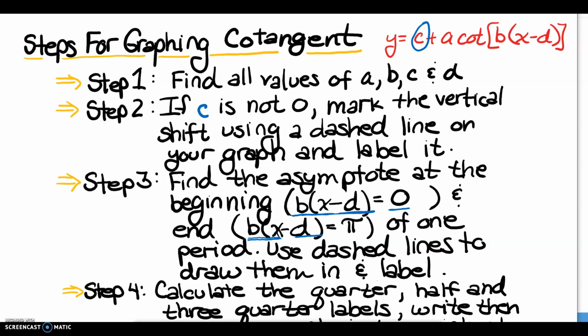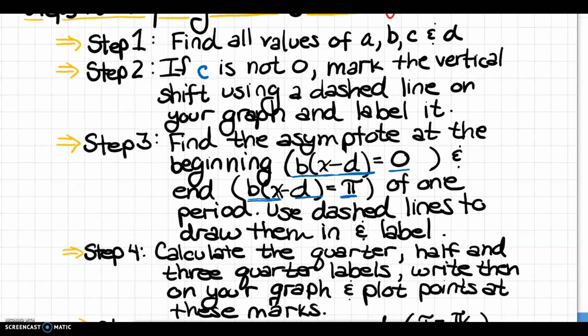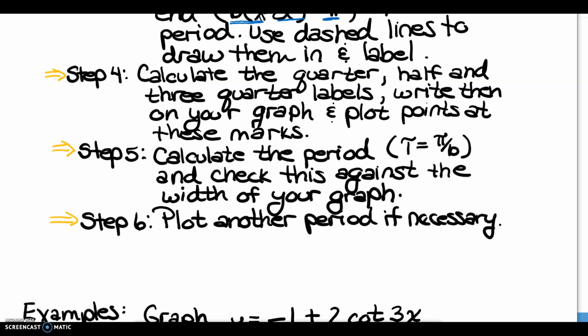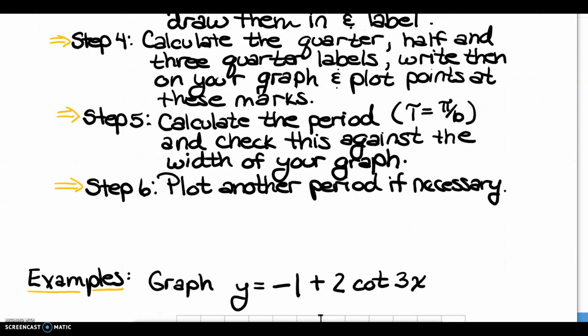We're setting that equal to pi this time. So that'll find the beginning and the end of one cotangent period, and those represent our first asymptote and the end of our period asymptote. Then you need to calculate the quarter, the half, and the 3/4 labels, write them on your graph, and plot points at these marks.